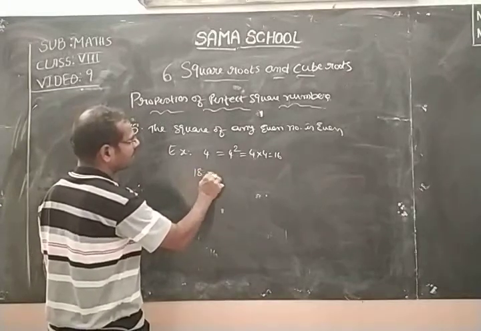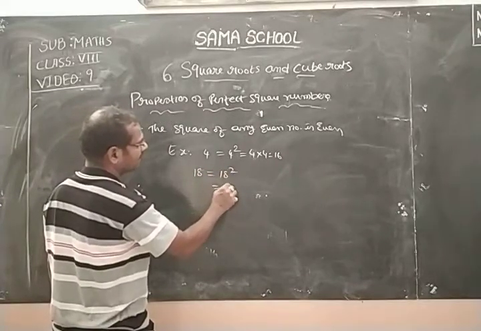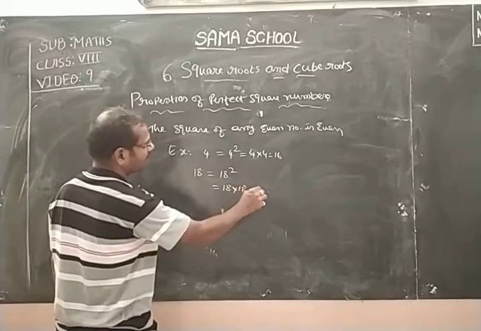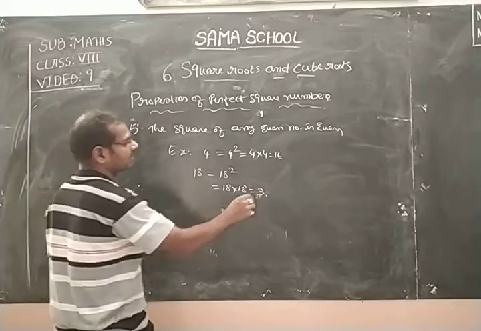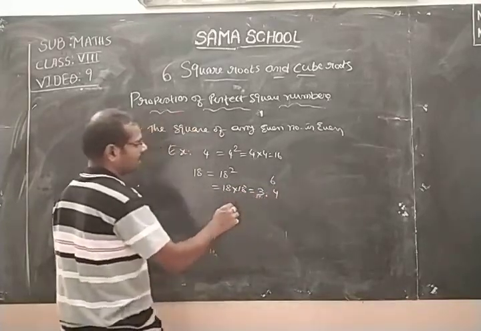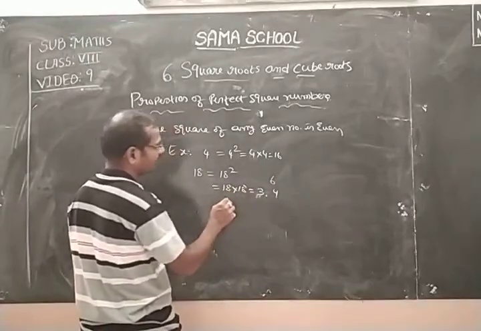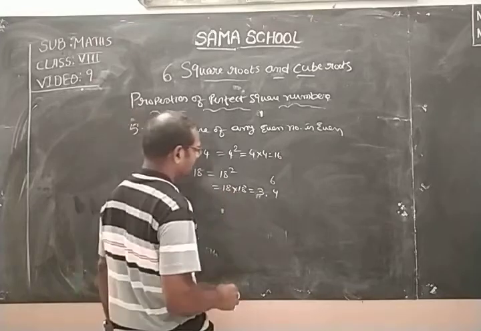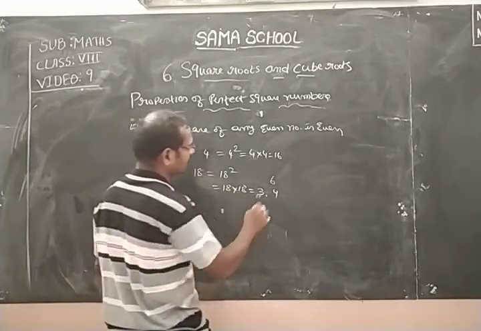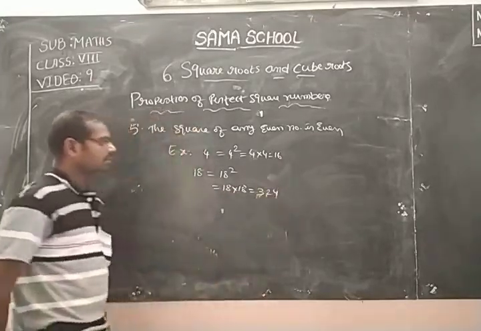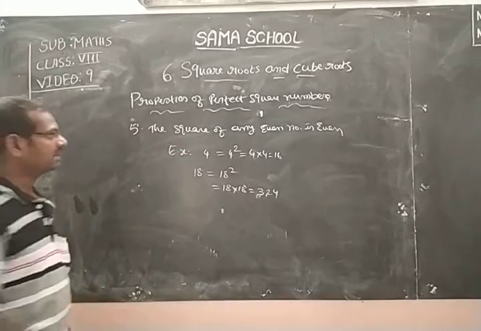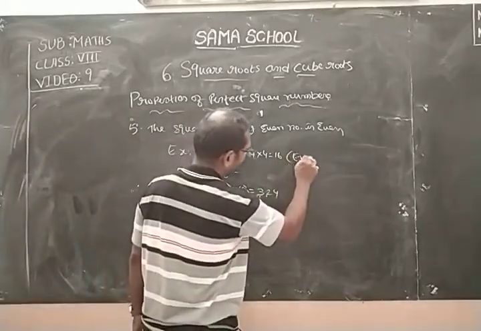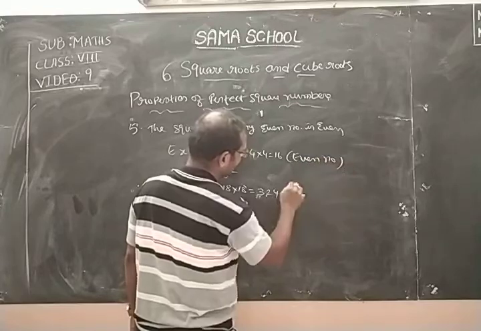18 is there. 18 square, that means 18 into 18. 8 eights are 64. 8 ones are 8, plus 8 is 26, plus 6 is 30... 324. So 324 is an even number. It is also an even number.